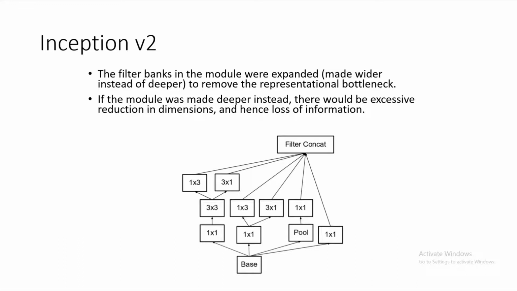The filter banks in the module were expanded to remove the representational bottleneck as well. If the module was made deeper instead, there would be excessive reduction in dimension, and then a loss of information. So here what it does is it just factorizes the filter so that the complexity can be reduced.